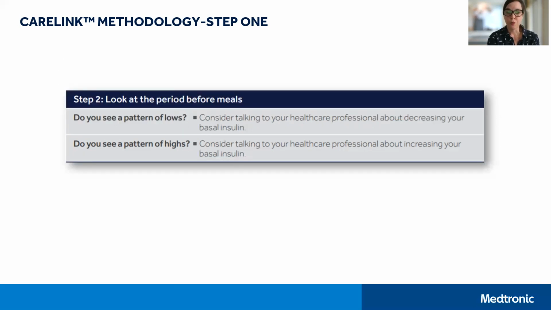Then step 2 would be to look at our pre-meal periods. So how are we coming into our meals? Are we in range, above range, or below? And again, we would be looking to see first a pattern of lows. That would put you at risk, so we would want to deal with that first. And then a pattern of highs.